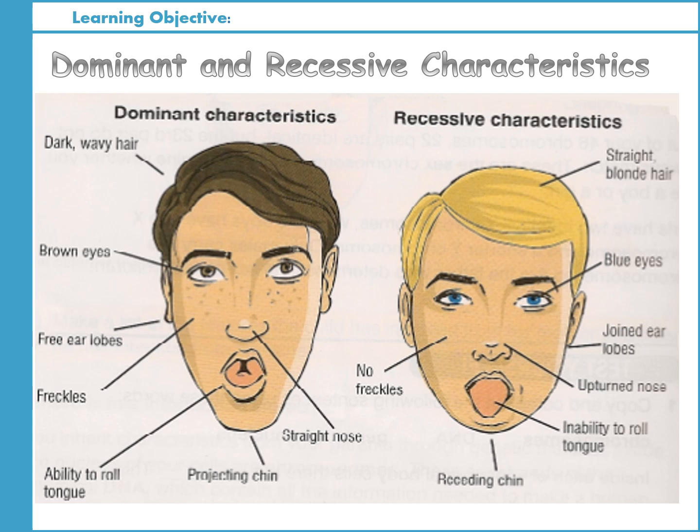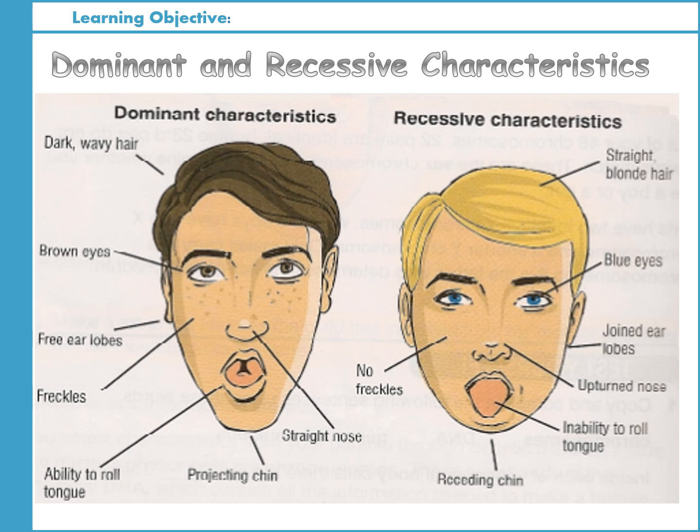These are some examples of some dominant and recessive characteristics. Sorry, the image there is a little bit wonky. On the left-hand side there we have some dominant characteristics. So wavy hair, brown eyes, we talked about before, free earlobes, freckles, ability to roll your tongue, having a projecting chin and a straight nose. You can compare yourself with your parents to see which of the characteristics you inherited from which of your parents.